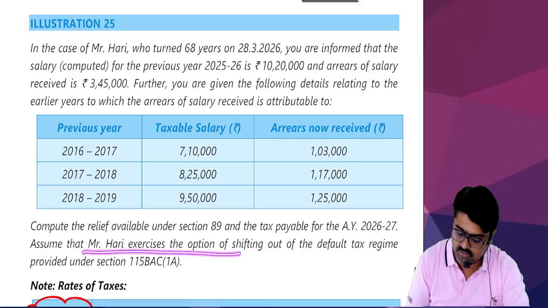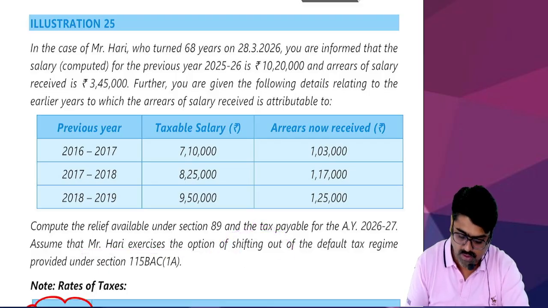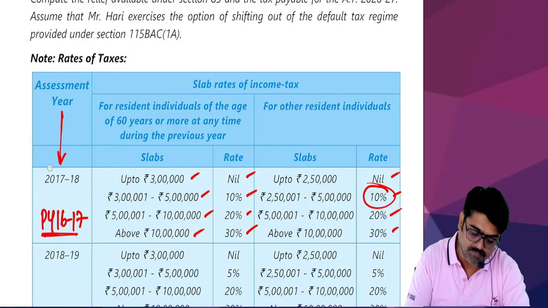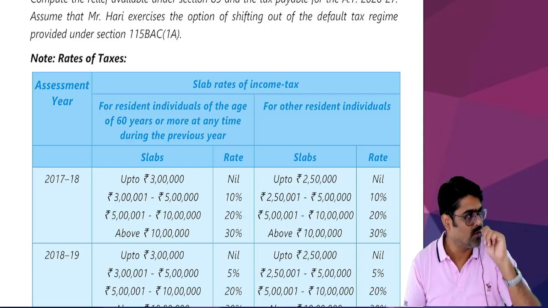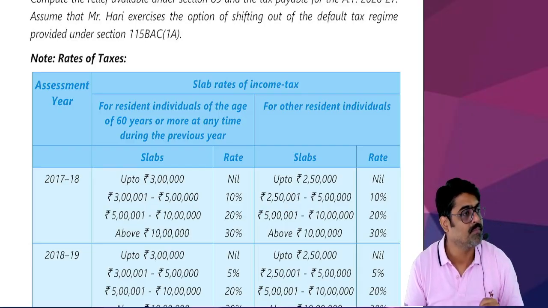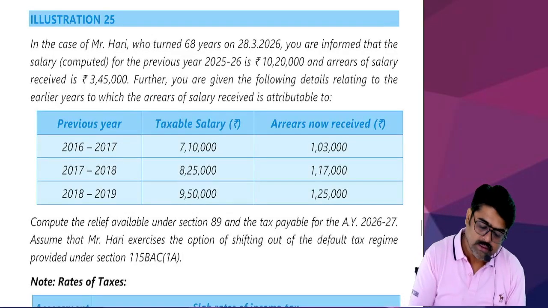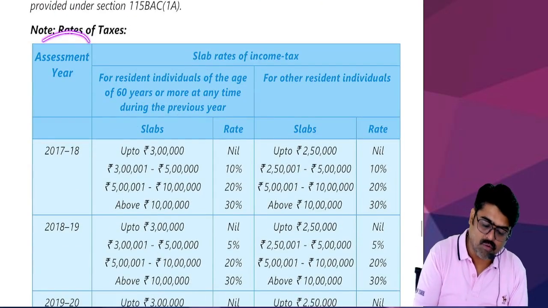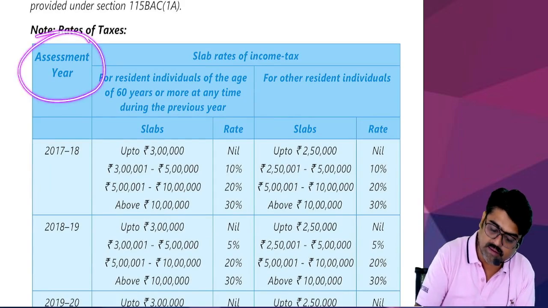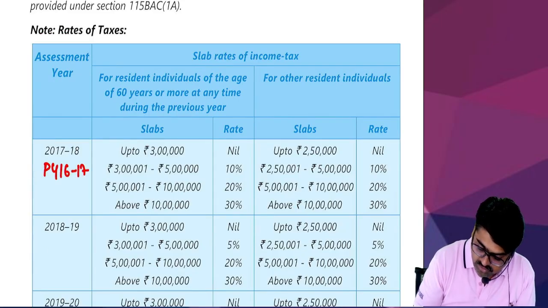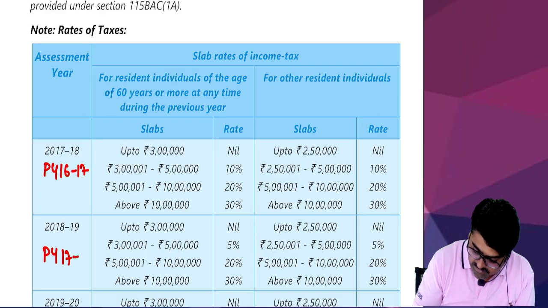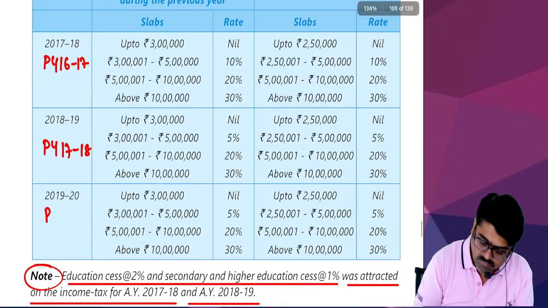Assume that Mr. Hari exercised the option of shifting out. Now the tax rates are given. These tax rates are not given for the current year because the examiner will assume that the student knows the current year's rates. But the tax rates for previous years 16-17, 17-18 and 18-19 are given in the form of assessment years. Assessment year 17-18 means previous year 16-17, and so on.